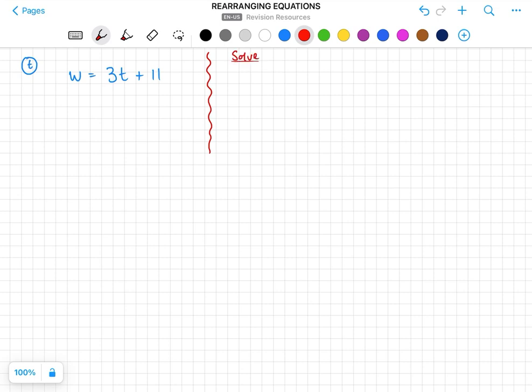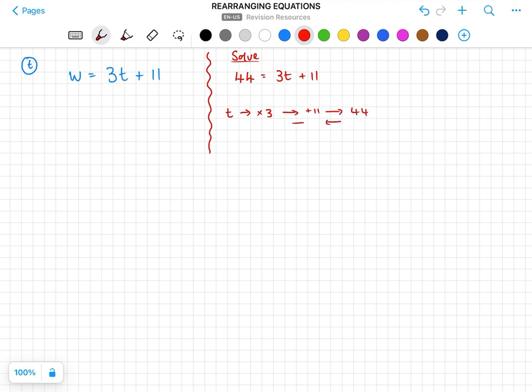Now, if we were asked to solve, let's say we've got 44 equals 3t plus 11 as an example. So we're now doing this in terms of a number and how we solve this equation. Now, some people do this by number machines, so you consider what has happened to your t. T has been first multiplied by 3 and then you add 11 and you get an answer of 44.